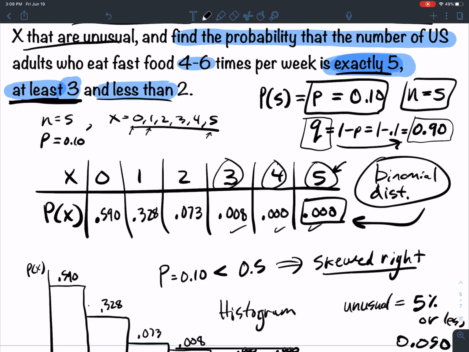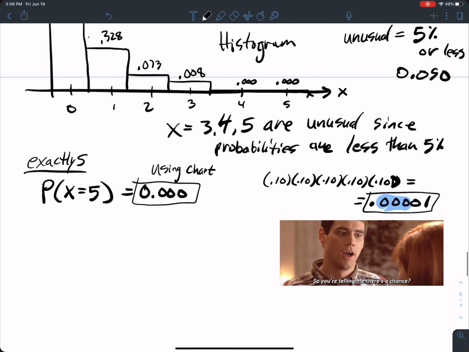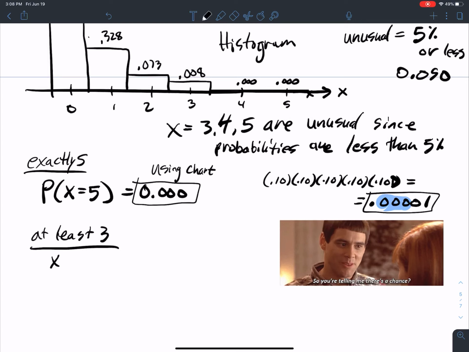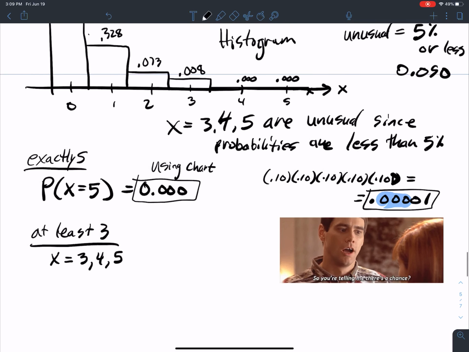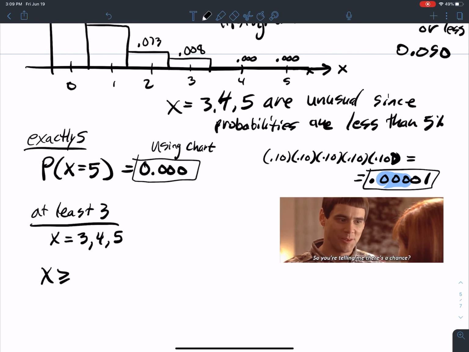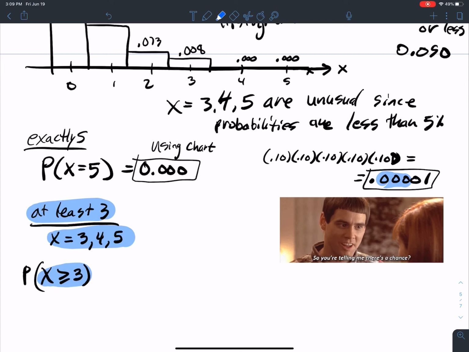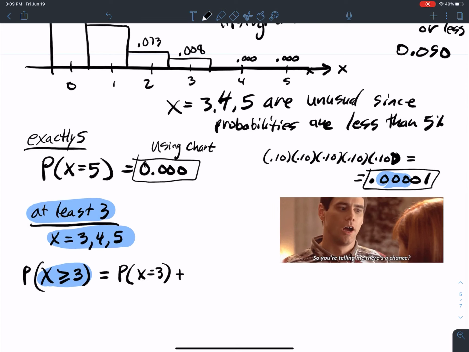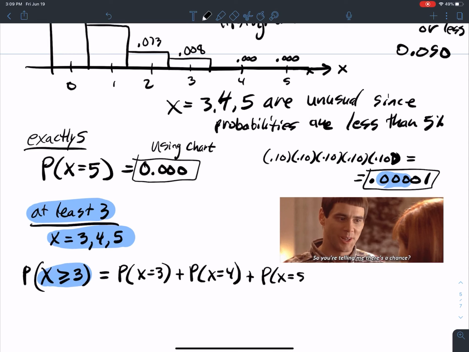At least 3. So at least 3 represents x equal to 3, x equal to 4, and x equal to 5. That's x greater than or equal to 3. The probability x is greater than or equal to 3 is at least 3 here. That's what that means. Okay? So this is the probability that x equals 3 plus the probability that x equals 4 plus the probability that x equals 5.